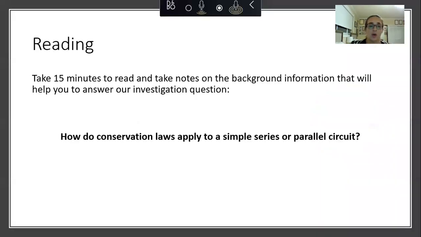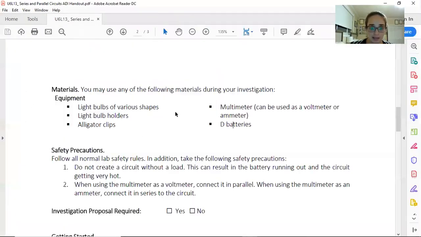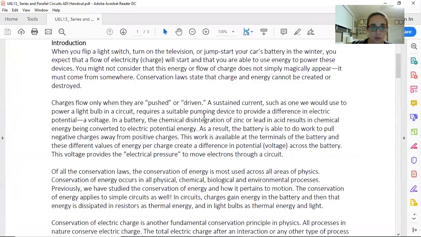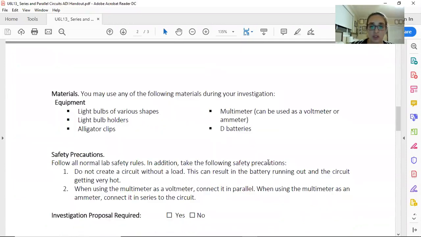For the next 15 minutes, you're going to read and take notes on the background information that's provided to help understand and answer the investigation question of how conservation laws apply to a simple series or parallel circuit. The reading is the PDF that was attached in your Google Classroom, and it looks like this. You're going to read the first page, and then it gives you the task of what we're going to be doing.